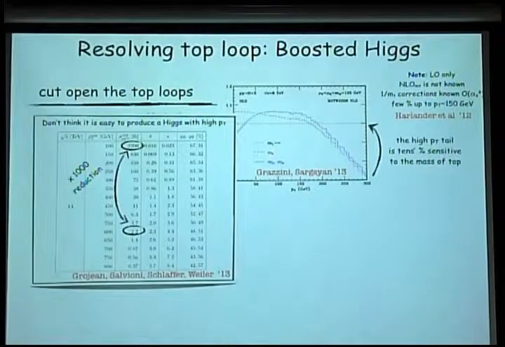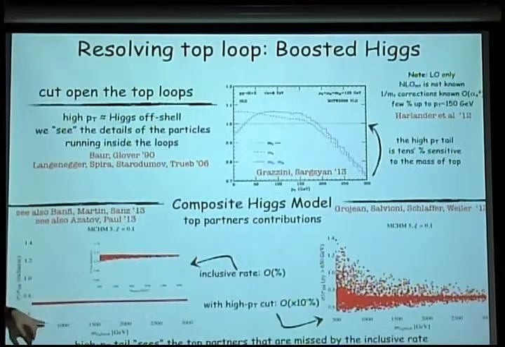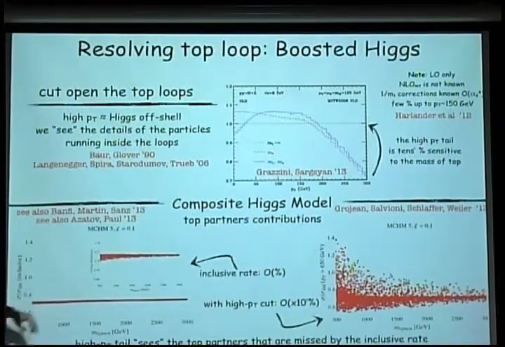If you are able to accumulate enough statistics, or enough luminosity, to see those events, then you can really extract information out of them. That's, for instance, one example in a composite model where the top is mixed with some top partners, some vector-like fermions, and this mixing modifies the top Yukawa coupling. But those top partners can also run in the loop in such a way that the inclusive cross-section is insensitive to the mass of these top partners.